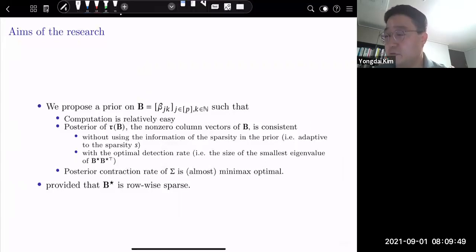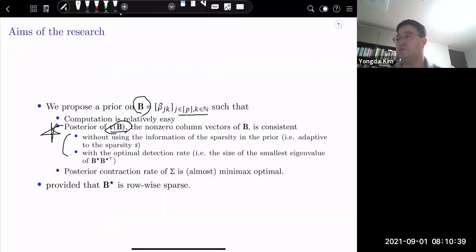And this is the aim of my talk. In this talk, I propose a prior on the factor loading matrix, which is a P times infinity matrix, since we do not know the factor dimensionality R. But our prior has many desirable properties. First of all, its computation is easy. And second, which is the main part of my talk, is that the tau B, which is the number of non-zero column vectors of B, is an estimate of the factor dimensionality, and we show the posterior distribution of the factor dimensionality is consistent.